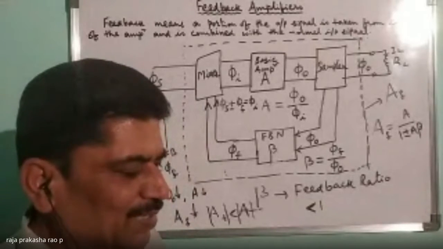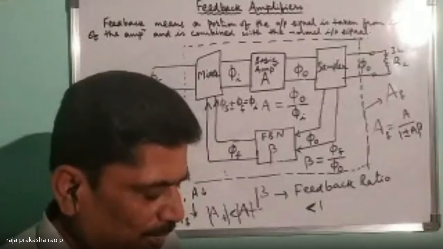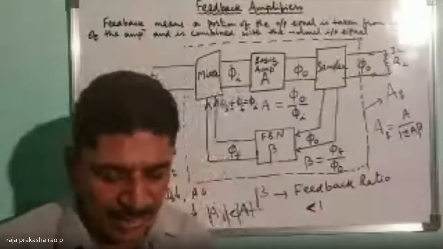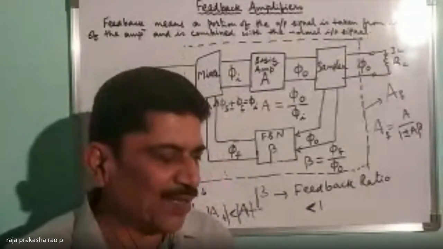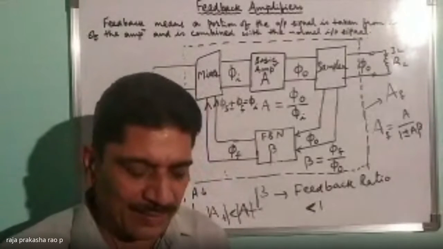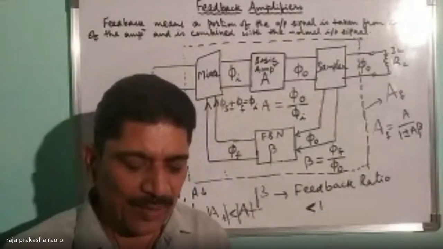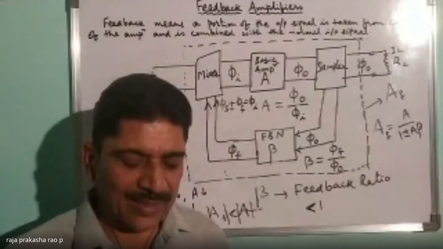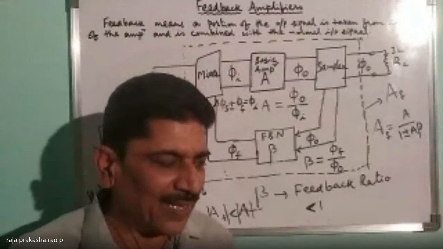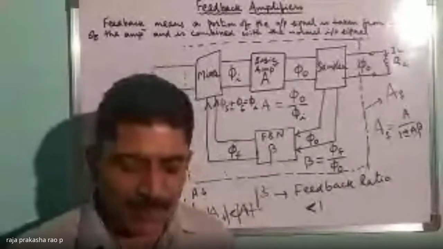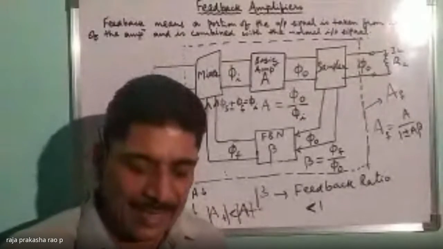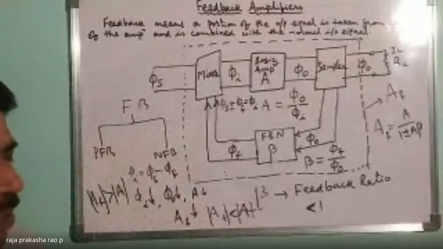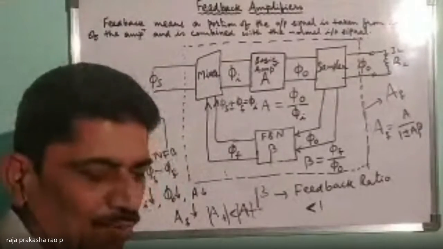Here, the bandwidth will be improved. Okay, and the amplifier will be very stable here. At the expense of that, we are losing voltage gain. That is the only drawback here. The advantages are stability of the amplifier is increased, bandwidth also increased, and the distortion also will be decreased, and the noise also will be decreased here. This is the opposite case. So we'll see the derivation part now.